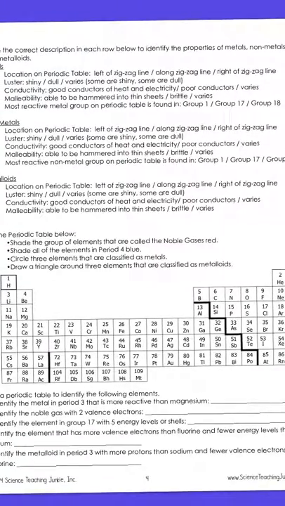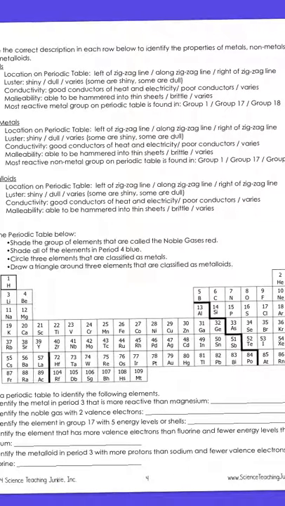So the last page I want you to focus on is page 4. You're going to stop at the bottom of page 4. This is going to continue with the periodic table, continuing with page 3. Circle the correct description in each row below to identify the properties of metals, nonmetals, and metalloids. Again, you're going to circle which one is correct for metals, nonmetals, and metalloids.